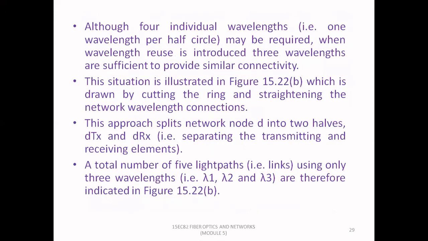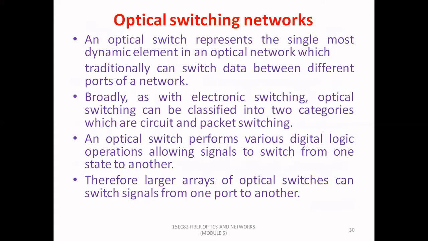Although four individual wavelengths may be required when wavelength reuse is introduced, three wavelengths are sufficient to provide similar connectivity. This situation is illustrated in figure 15.22b, which is drawn by cutting the ring and straightening the network wavelength connections. This approach splits network node D into two halves, DTX and DRX. A total number of five light paths using only three wavelengths, lambda 1, lambda 2, lambda 3, are therefore indicated in figure 15.22b.